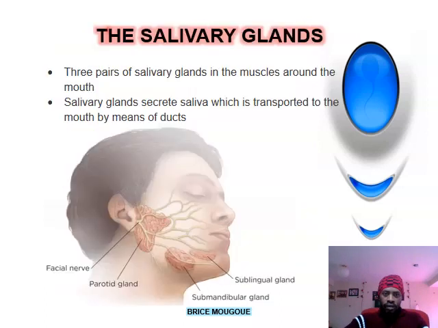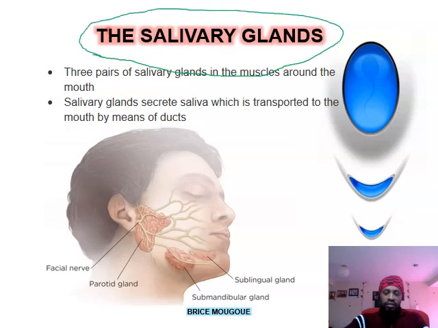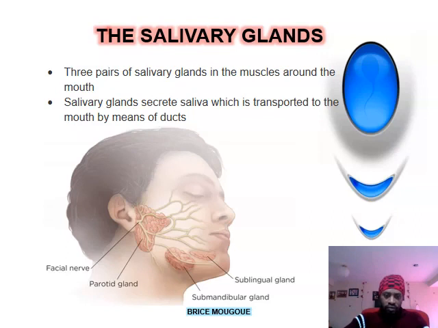The next accessory structure for digestion is the salivary glands. There are three pairs of salivary glands which are found around the muscles of the mouth. We have the parotid pair, that's the parotid gland. We have the submandibular gland, and we have the sublingual gland. All three pairs, so all six salivary glands, are involved in secreting saliva. And this saliva is then transported from the glands to the mouth by short tubes that we refer to as ducts.